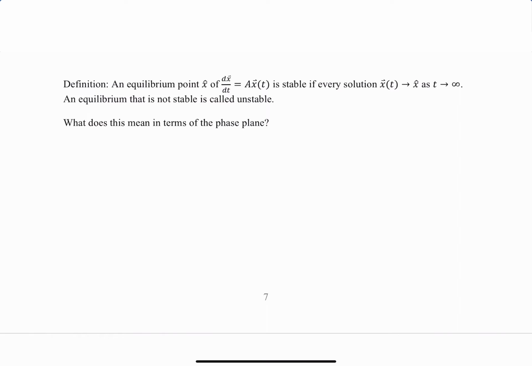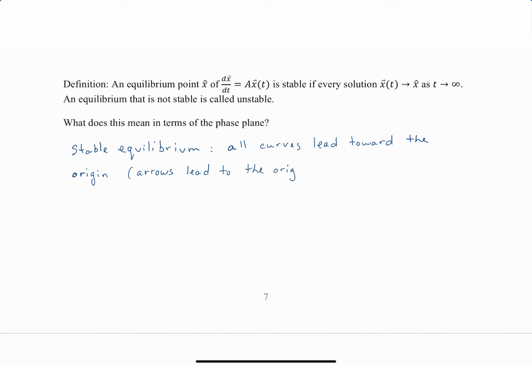Now, what does this mean in terms of the phase plane? For a stable equilibrium, if we trace out all the curves, all curves lead toward the origin, because remember, that's where our equilibrium point always is for our types of systems of differential equations. And when I say they lead toward the origin, notice that means their little arrows lead us to the origin.